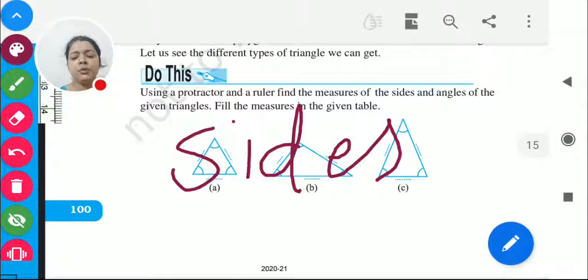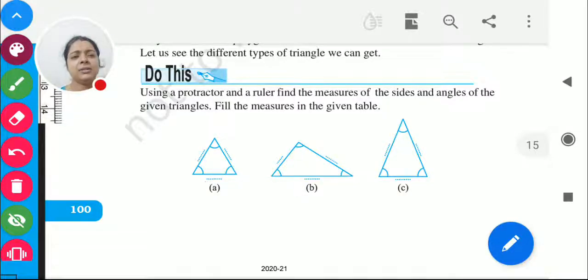You also know that a triangle is made of three sides, and when we talk about the sides, we are basically talking about the length of the sides. So here come the three kinds of triangle. On the basis of sides, we have three kinds of triangle. The first kind of triangle has all three sides of the same length.